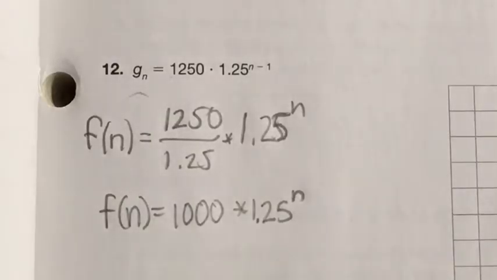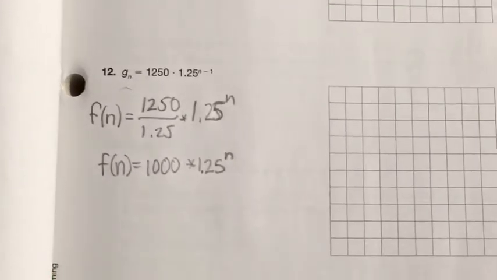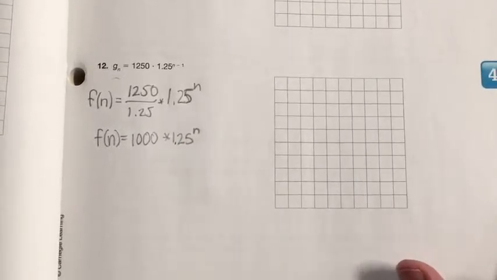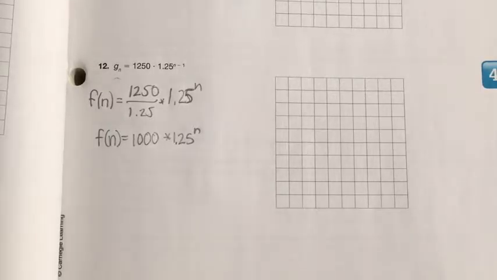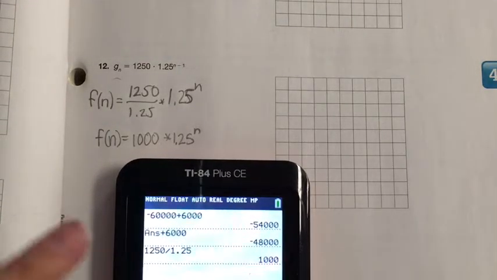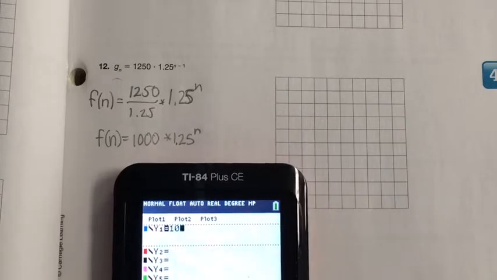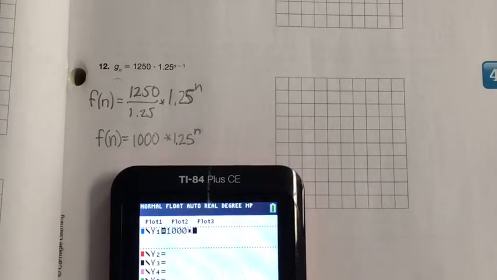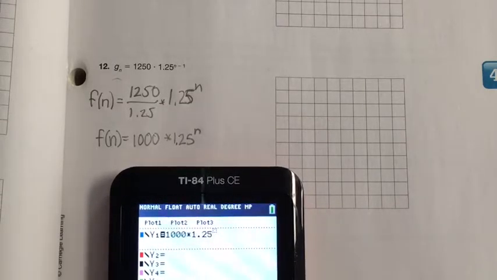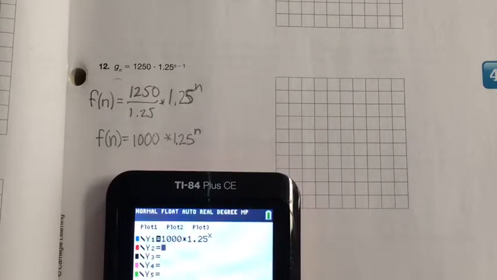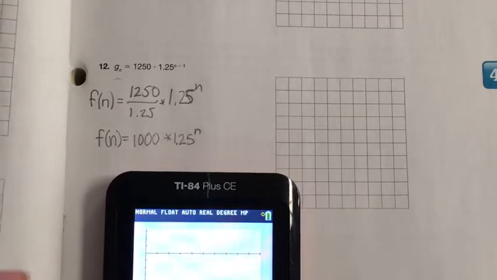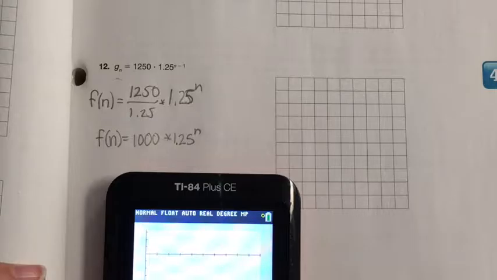And then you're going to graph it. You can use the same techniques that we learned last time, like with the last thing. You can use the table if you want to. So 1,000 times 1.25 to the x. I don't like doing that because then it always messes things up.